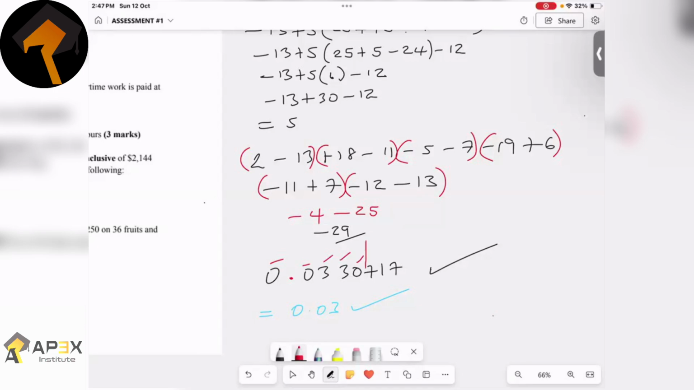I would then draw the line right here and check the digit that comes after. This number is greater than 5, so I'll add a 1 to this 0 right here. And so my answer then would have been 0.0331. And that would have given me the extra mark there. All right. So get with the program, guys.